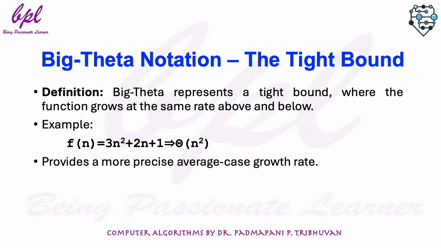Big theta notation is particularly useful because it provides a more precise and accurate representation of an algorithm's average case growth rate. Unlike big O, which only gives the upper bound, or big omega, which gives the lower bound, big theta captures the algorithm's growth from both ends, ensuring that we have a complete understanding of its performance.